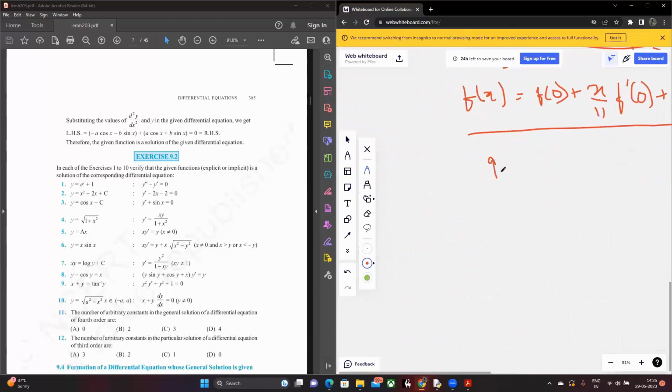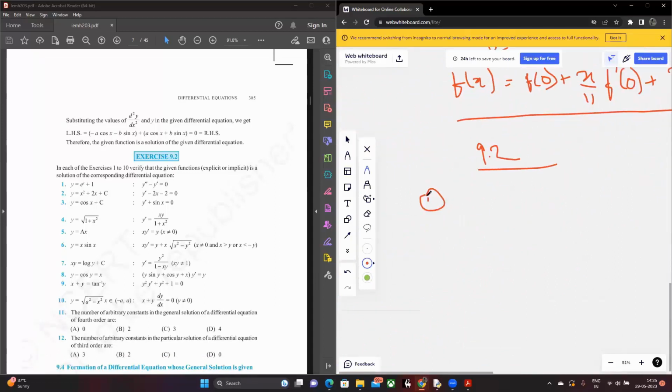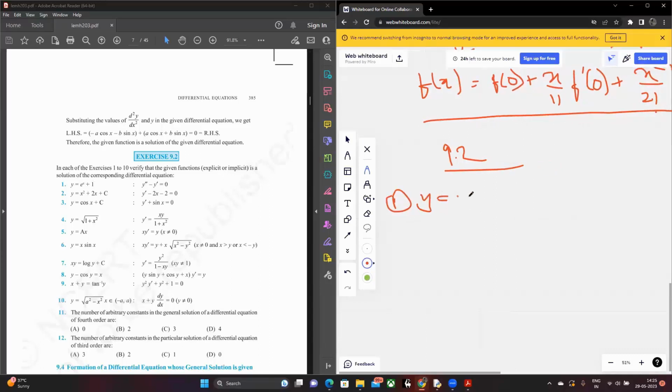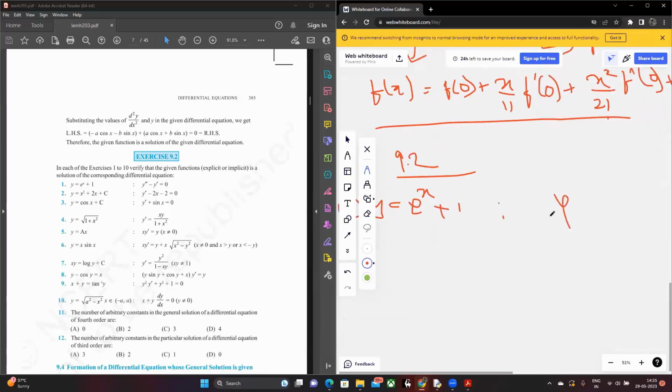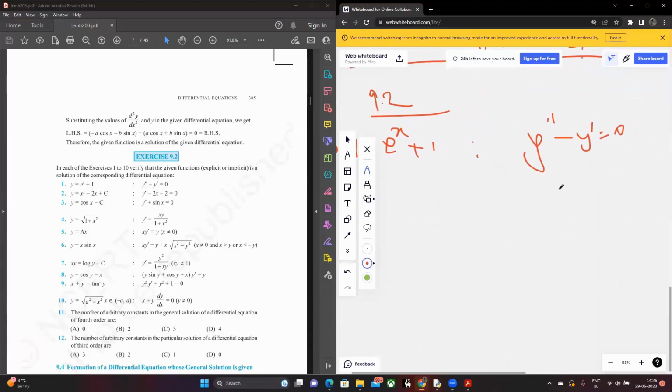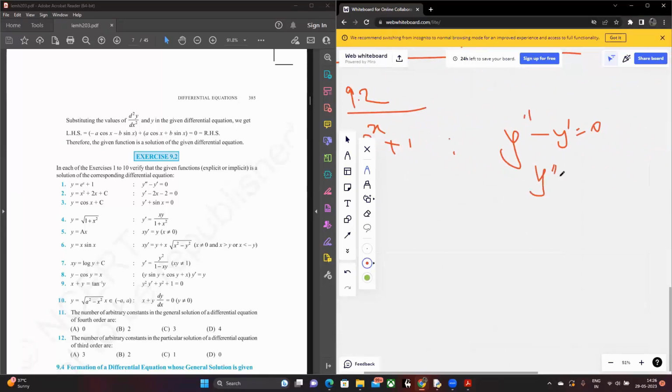Cool. Exercise 9.2, question number 1. Verify that the given functions, explicit or implicit, is a solution of the corresponding differential equation. You are already given the solution and you have to verify that it is actually a solution for the given differential equation. So you have y double dash minus y dash equals 0, or you can rewrite this as y double dash equals y dash.